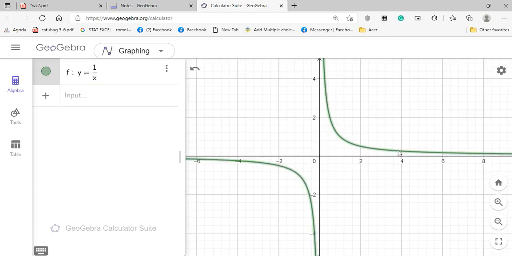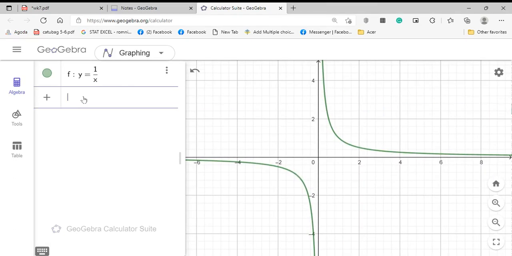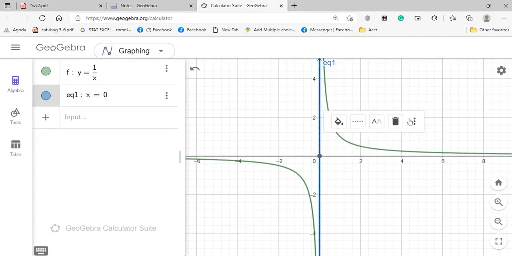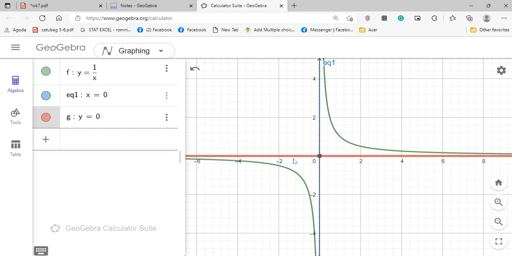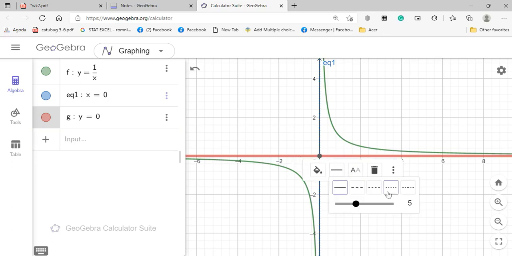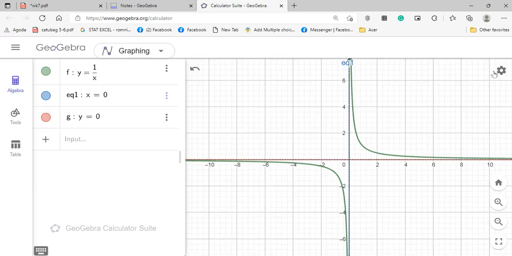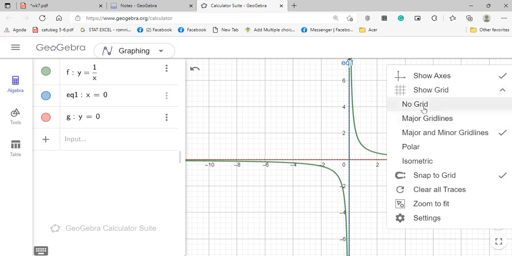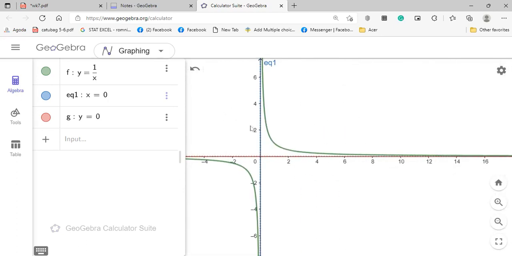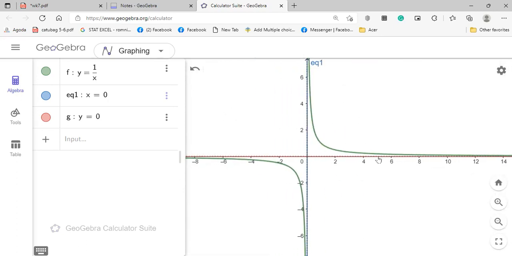Ibig sabihin nito, class, when ilagay natin yung x is equal to 0, that is the vertical asymptote. Let us also have y is equal to 0. It is the horizontal asymptote. Let me remove the grid. Makikita mo dito, class, when you keep on increasing x values.